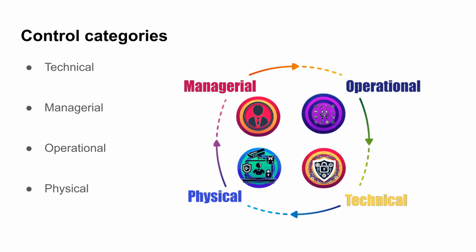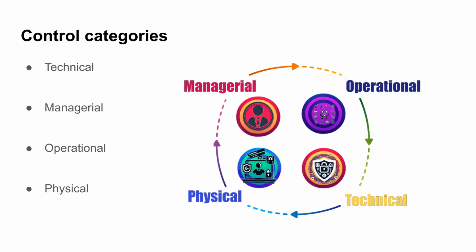To effectively protect an organization, it is essential to understand that security controls are not one size fits all. Instead, they are organized into different categories, each addressing specific aspects of security. These categories ensure a comprehensive approach covering everything from technical defenses to physical safeguards. In the upcoming slides, we'll dive into our 4 primary control categories: technical, managerial, operational, and physical. Each category has its own unique role in maintaining the security of an organization.